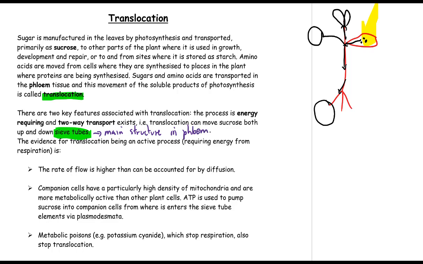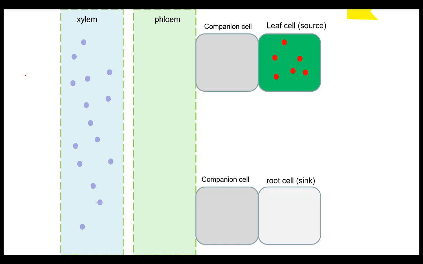The evidence for translocation being enacted, well, in fact, before we get on to this, let's look at translocation. As I say, translocation involves moving substances as a mass flow movement from source to sink. So let's say that light shines down on the leaf cell, which is the source. It creates these sugars in photosynthesis, which is mostly glucose, but then it gets converted to sucrose so that it can move it.